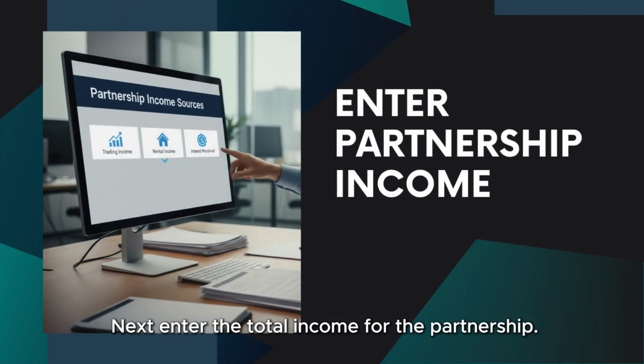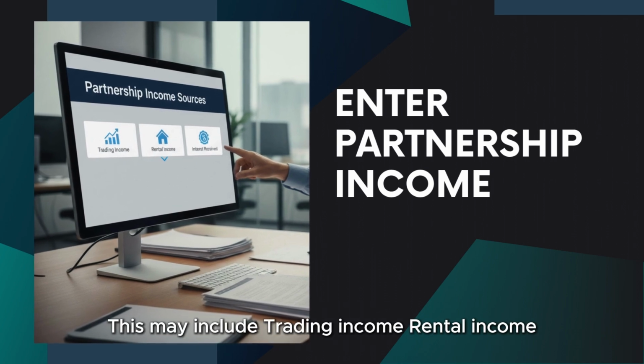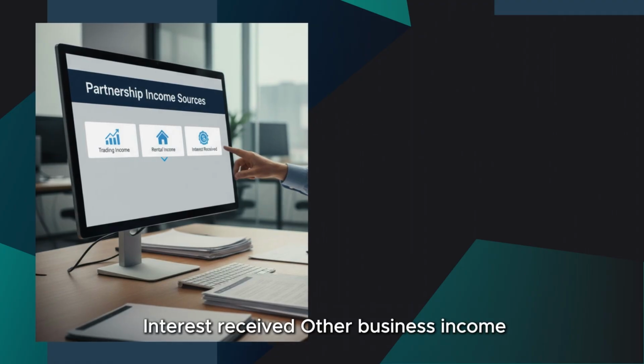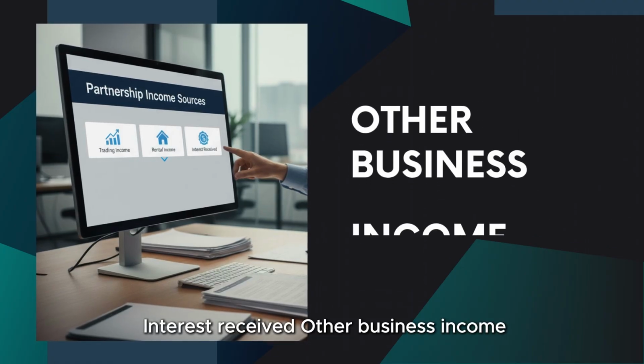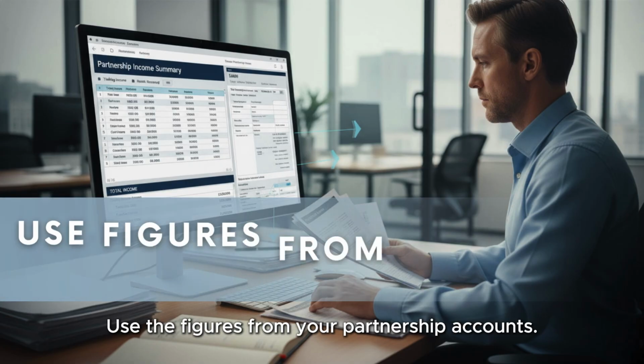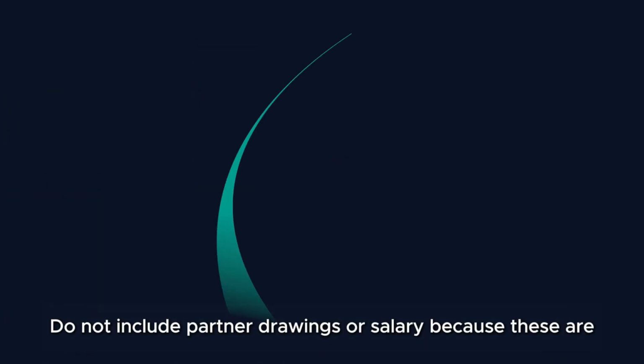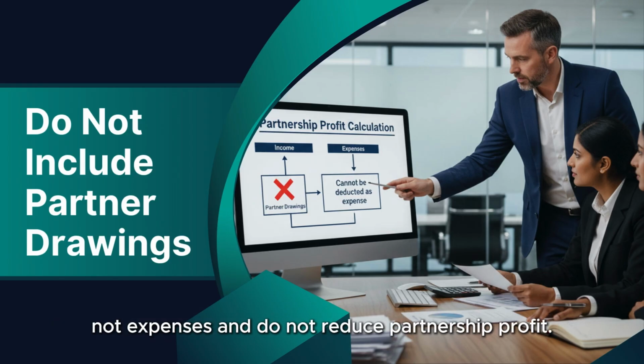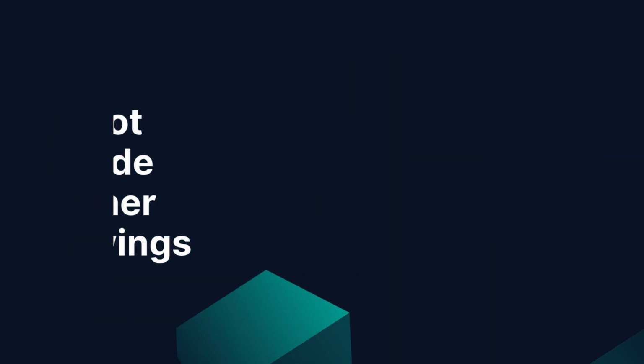Next, enter the total income for the partnership. This may include trading income, rental income, interest received, and other business income. Use the figures from your partnership accounts. Do not include partner drawings or salary because these are not expenses and do not reduce partnership profit.